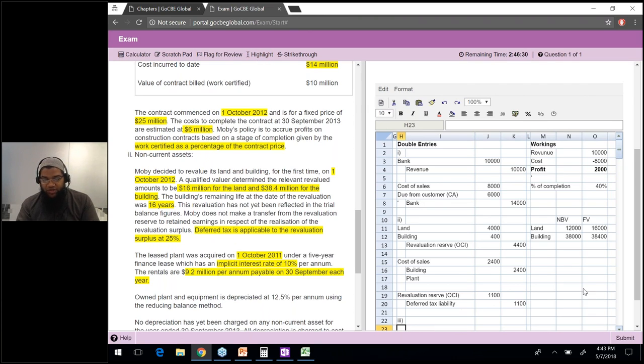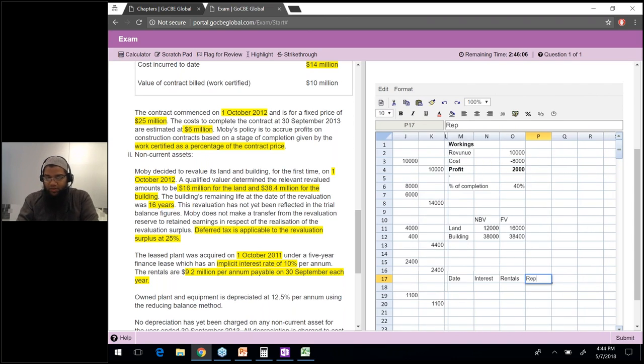So now the question is talking about lease. So for lease, what we actually do is prepare a table. The table has date, interest, rentals, repayment, and carried down.